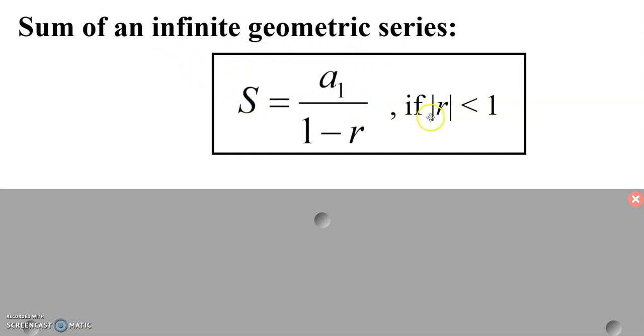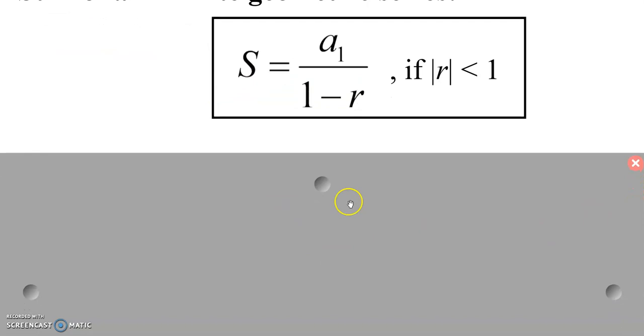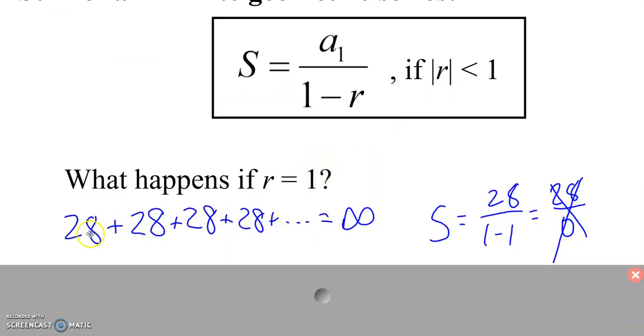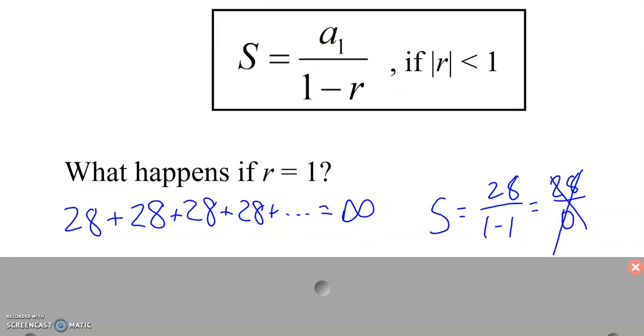Now this is only true if the absolute value of r is less than 1. r has to be a number between 0 and 1, a fraction, for this to be true. So this is how you find the sum of an infinite geometric series. Now the reason r has to be less than 1 is because if r is 1, you're just adding the same number together a whole bunch of times, which is infinity. And if you try to plug in a 1 here, you get an undefined value, so that doesn't work.